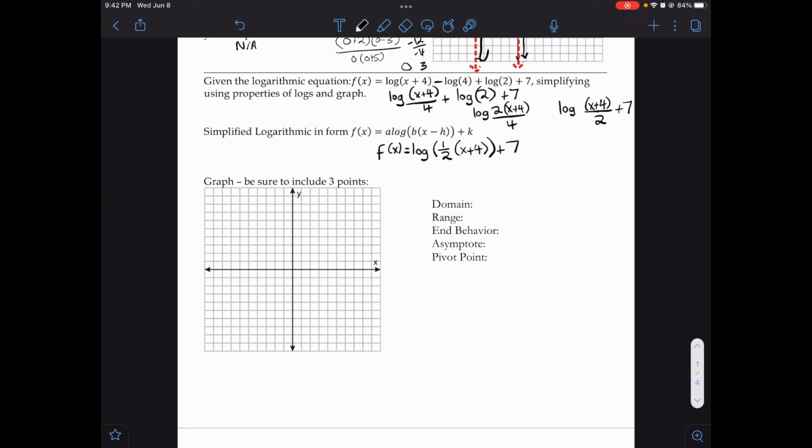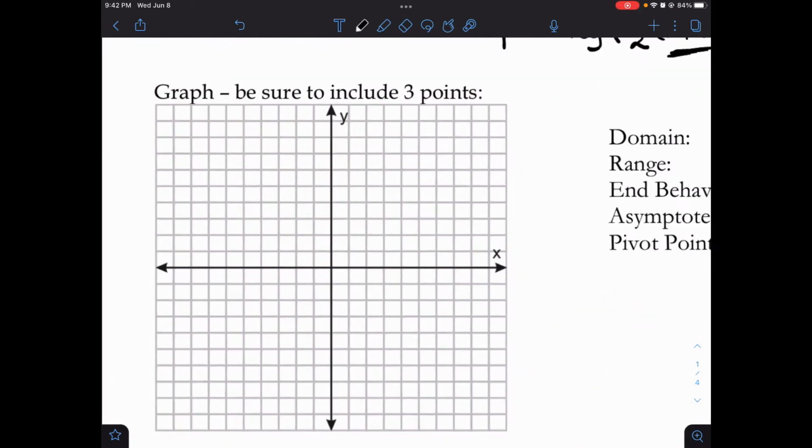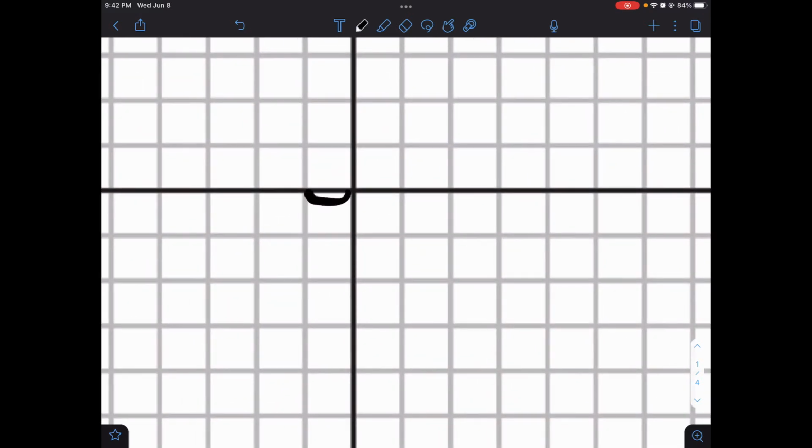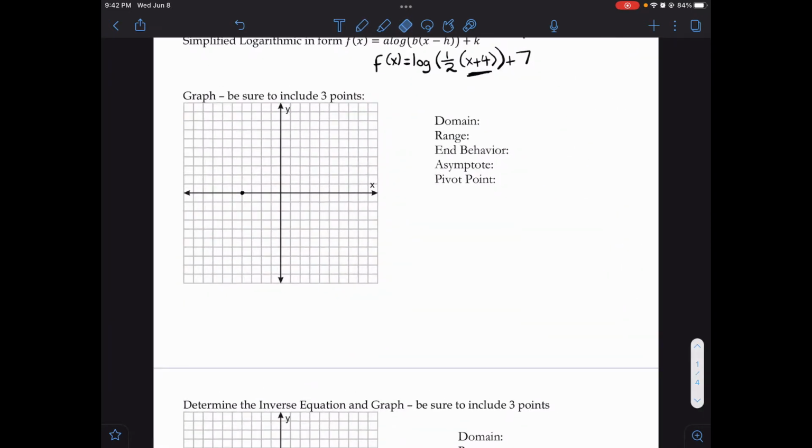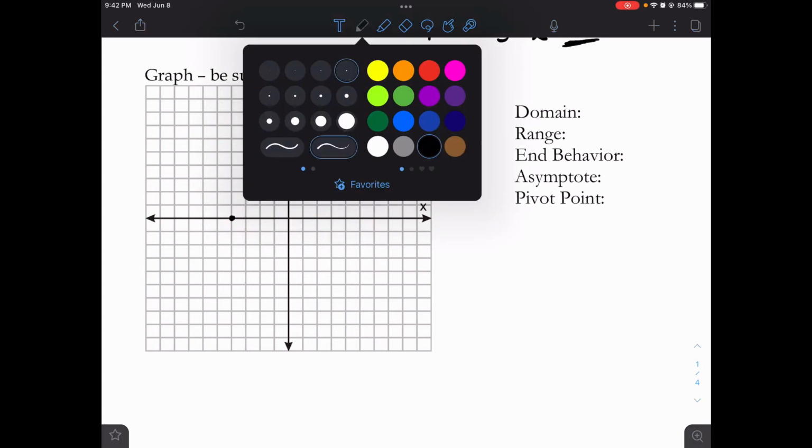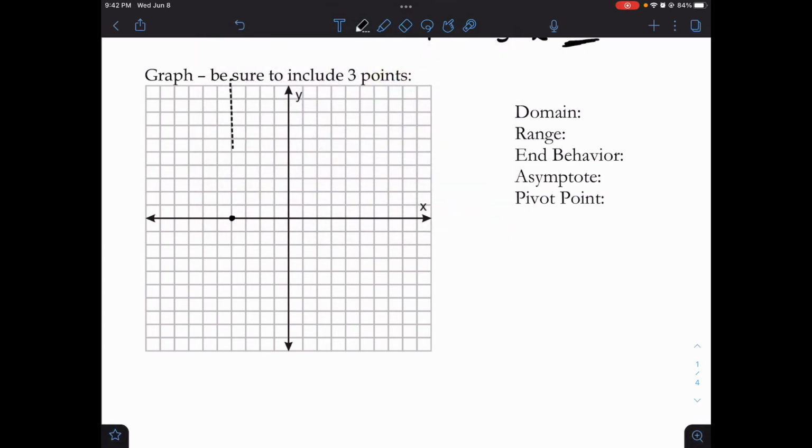So first we're going to figure out our asymptote, and in a log function, if the function is a log, we always have a vertical asymptote. So usually the vertical asymptote is just the y-axis, or x is equal to 0. But since we have transformations, it's going to be at -4 because of this plus 4 right here. So 1, 2, 3, 4, and there we have our asymptote. Let me draw a dotted line, and there we go.